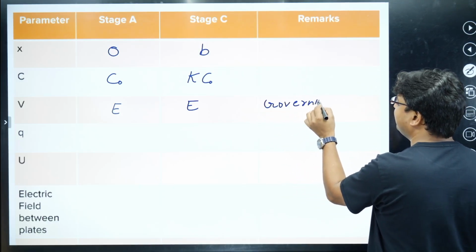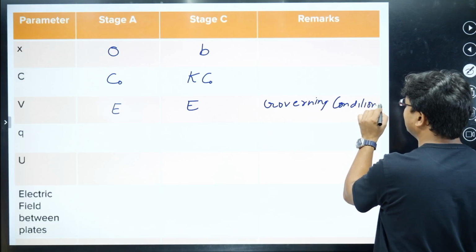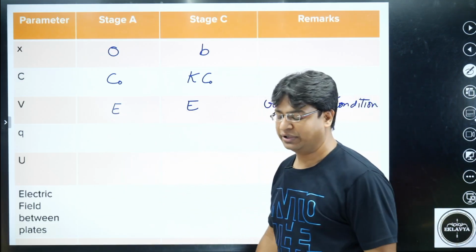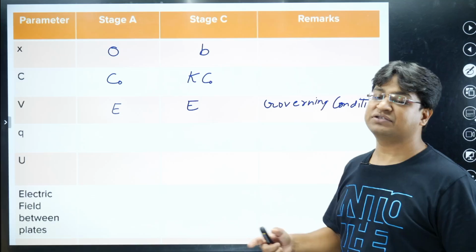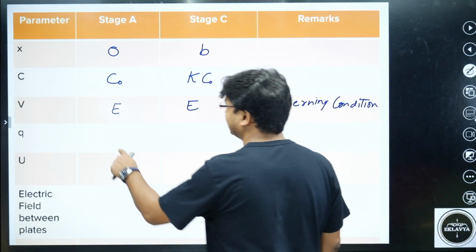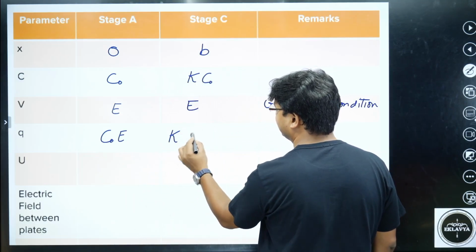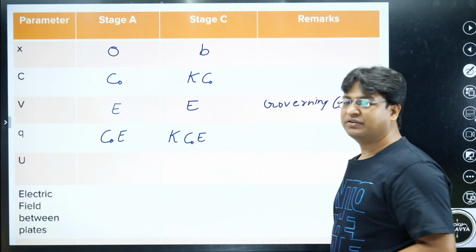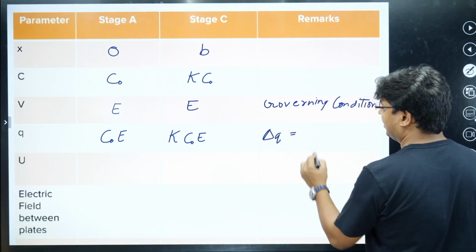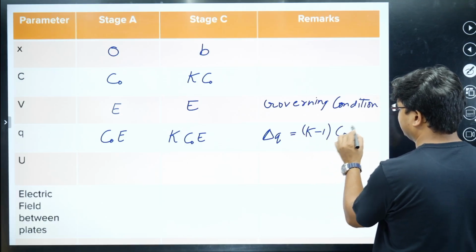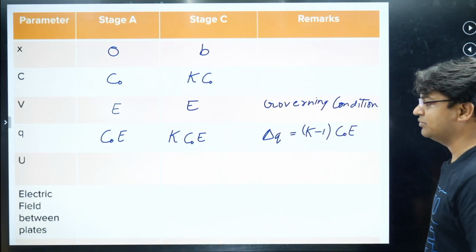That means every other parameter will change its value so that this condition can hold good. That means the potential difference can remain equal to E. Every other parameter has to change its value accordingly. For example, the charge on the capacitor plate, initially it was C naught E and now it would have become K times C naught E. So to maintain the potential difference same, the charge increased. All right. And how much additional charge came? That was K minus 1 into C naught E. So this is the additional charge, the difference of these two. This is the additional charge that has come to the capacitor plates.